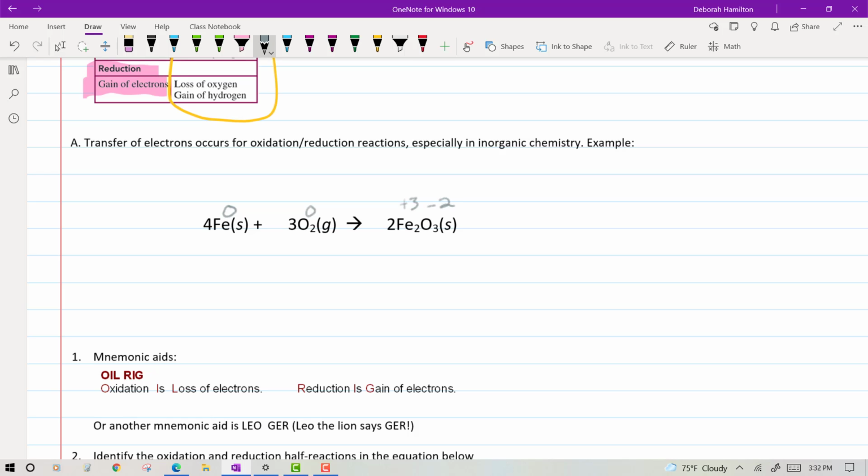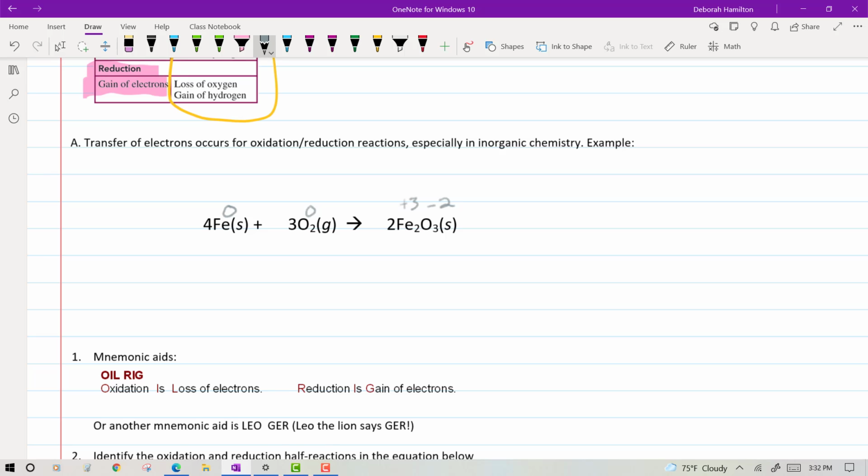If you don't remember why that happens, go back to your nomenclature on binary compounds to see where those charges come from, as a review for yourself. All right, so on the right-hand side, I see that I have actually 4 total irons, and that's what my coefficient of 4 is on the left. I have 3 times 2 oxygens on the right, so I have 3 times 2 is 6 oxygens on the left as well. So the equation is balanced.